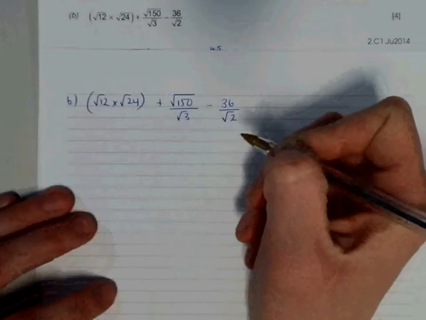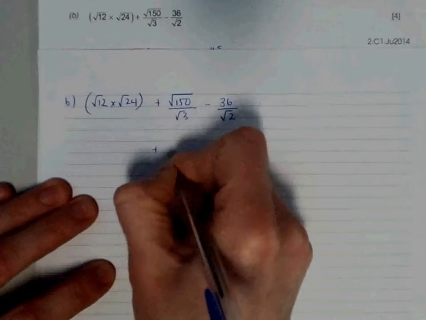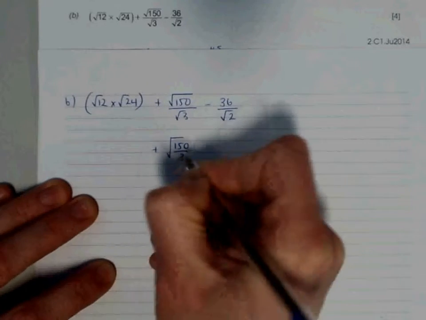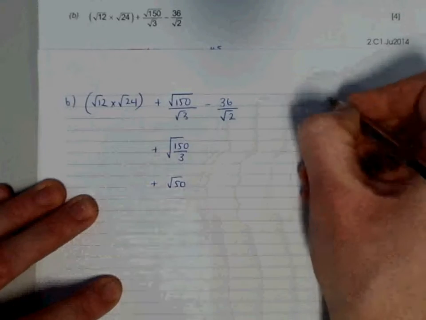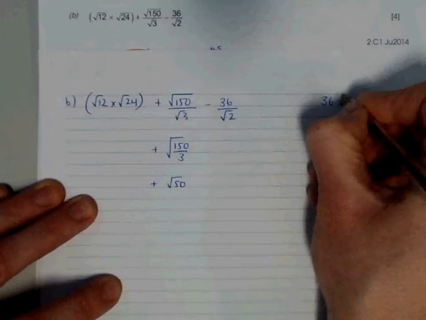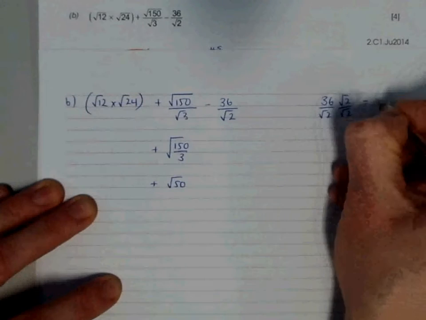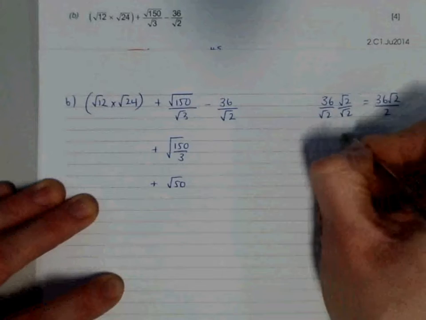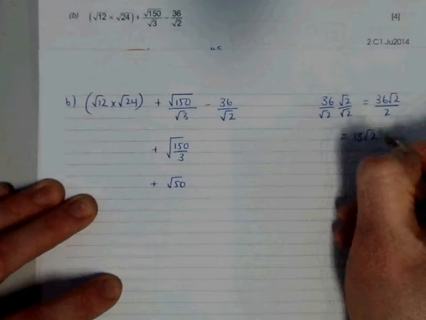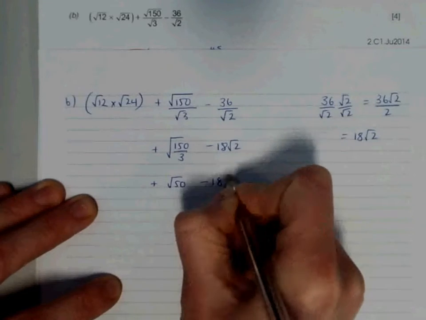Right, so you're trying to simplify this, okay? Well, to start with, I know that this middle term is the same as root 150 over 3, which is root 50. Root 36 over root 2, times the top and the bottom by root 2. Remember, it doesn't change the fraction, just makes it 36 root 2 over root 2 times root 2, which is 2, which gives you 18 root 2. So that last term is 18 root 2.